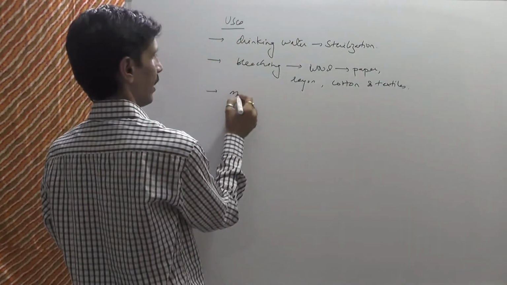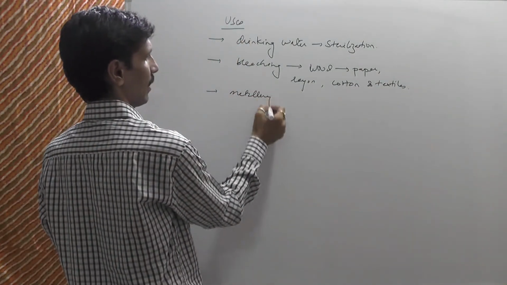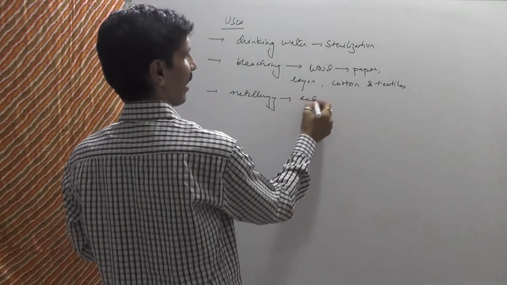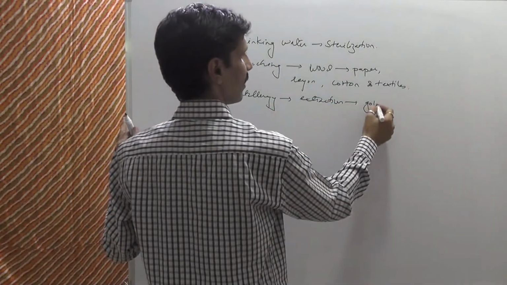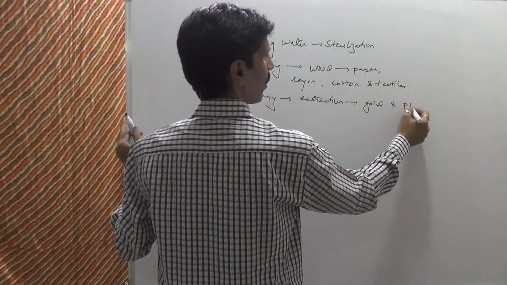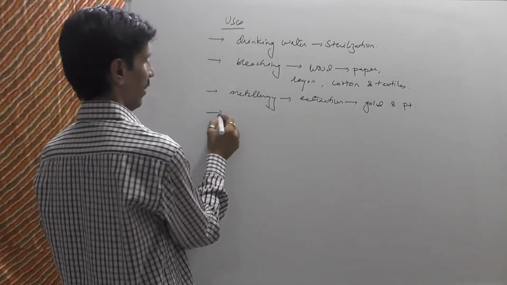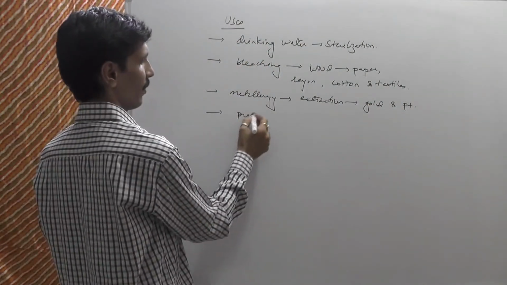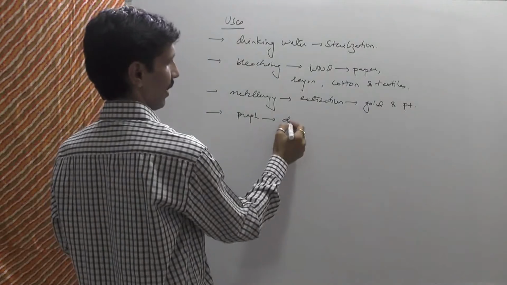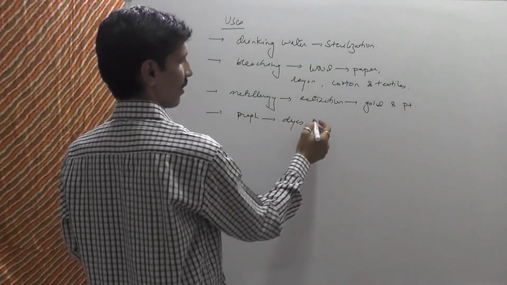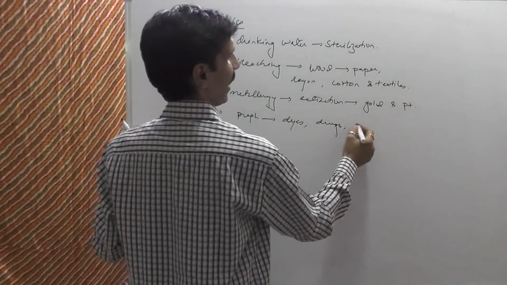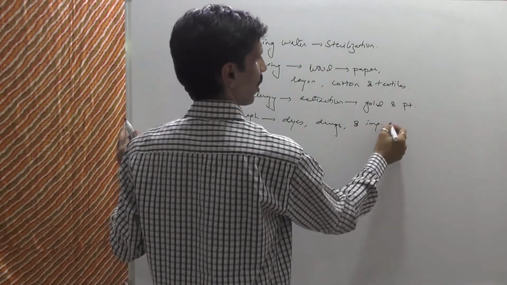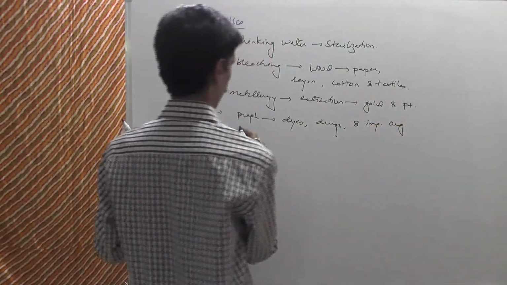Next thing is, in metallurgy, it is used in the extraction process of noble metals such as gold and platinum. It is used in the preparation of many dyes, coloring substances, drugs, and important organic compounds.